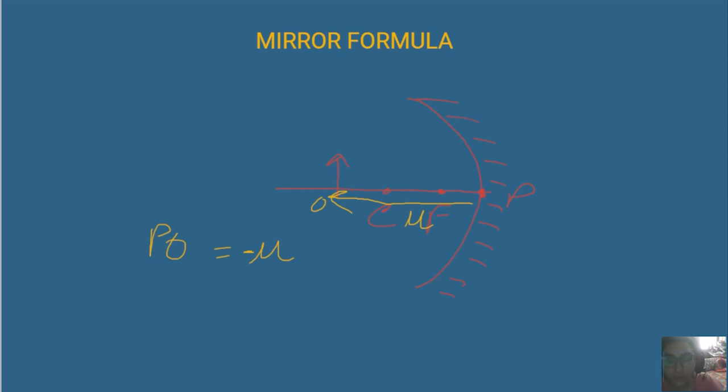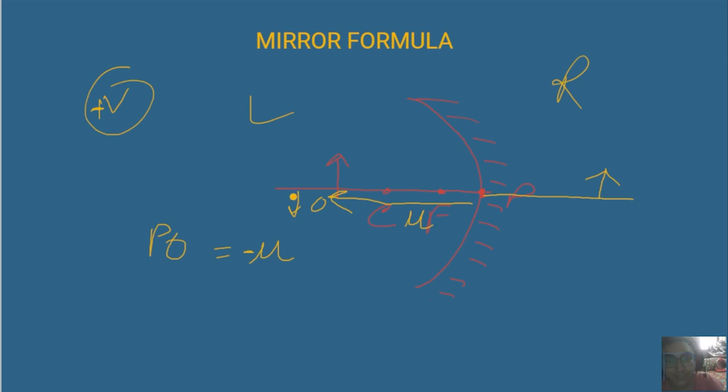Let the image be formed here. The image can be formed here also, it's not a problem. So wherever it is formed, see, this is left, this is right. If it is formed towards the left of the pole, then it is minus V. If it is formed towards the right of the pole, then it is plus V.